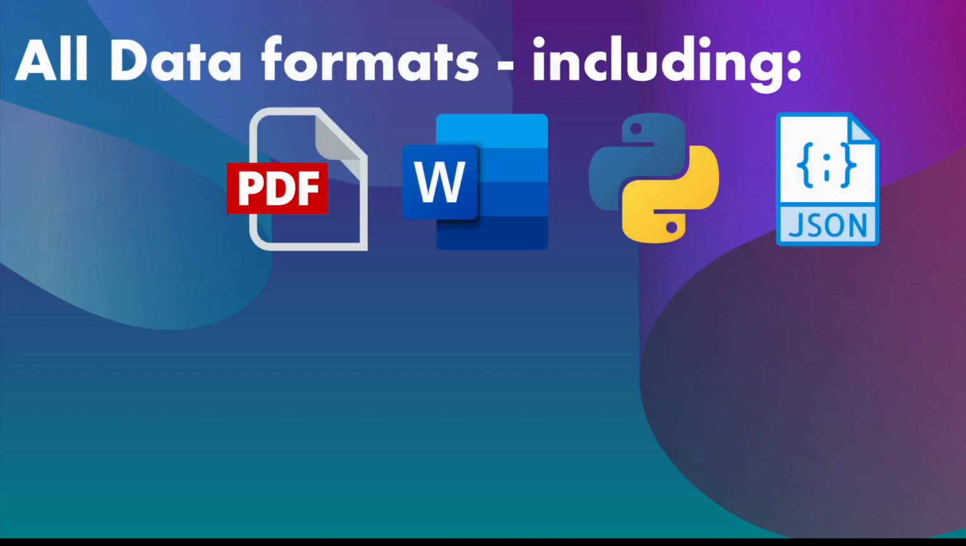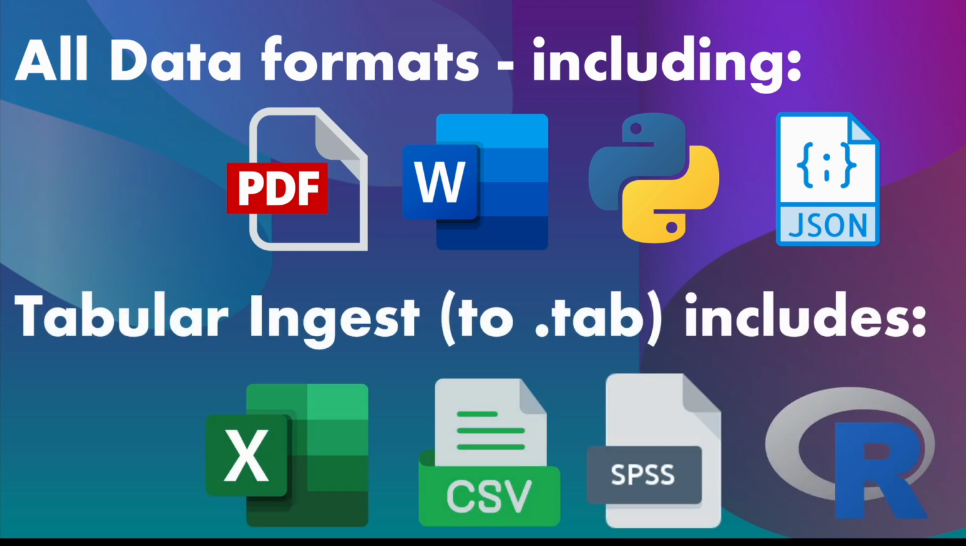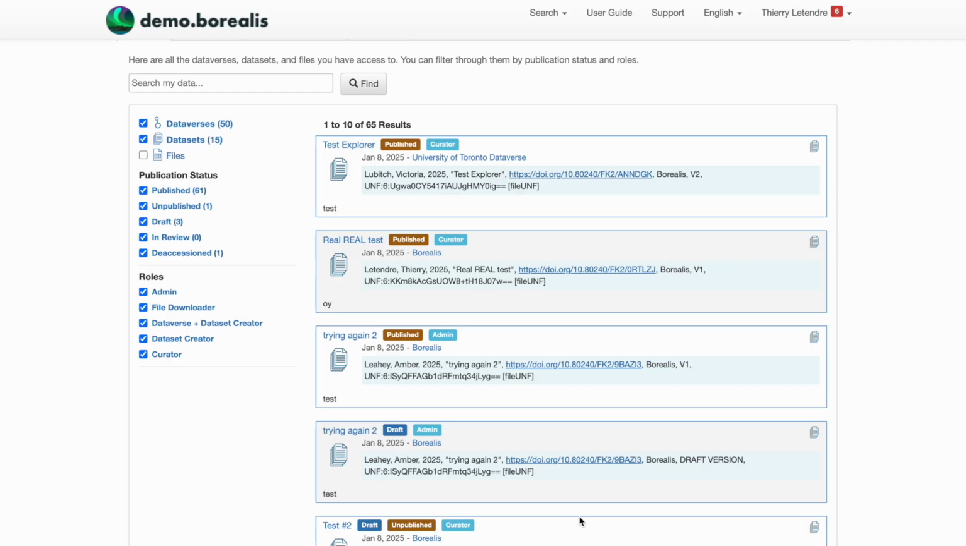Files of all formats can be uploaded to the Borealis Dataverse. This includes any file from PDFs or Microsoft Word documents to Python or JSON files. That being said, only specific tabular formatted files, as shown on the screen here, will be ingested and converted into Data Explorer usable .tab files. To access the Data Explorer Curation tool, users must first navigate to the dataset for which they have the required curation permissions.